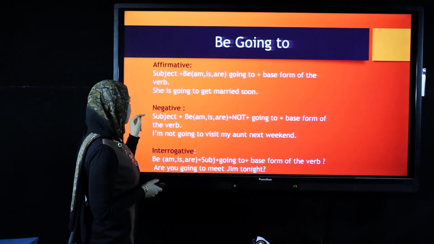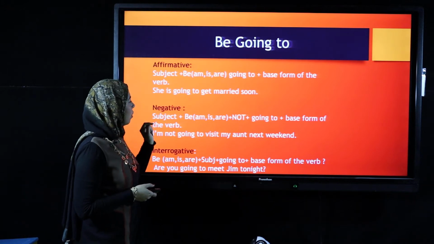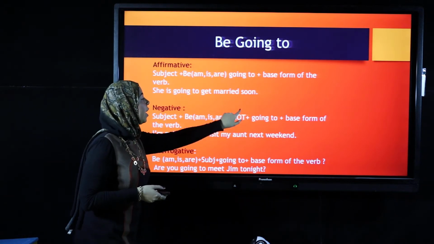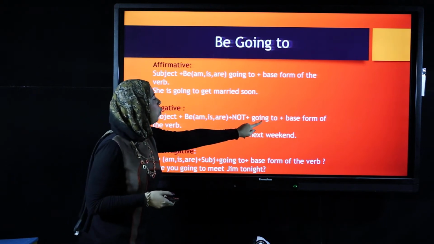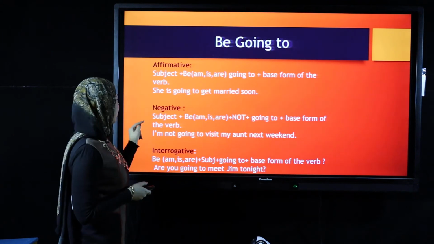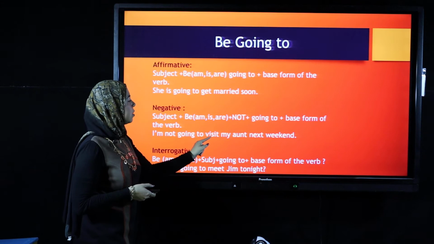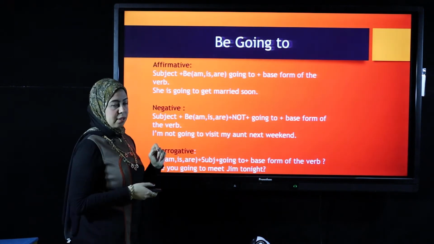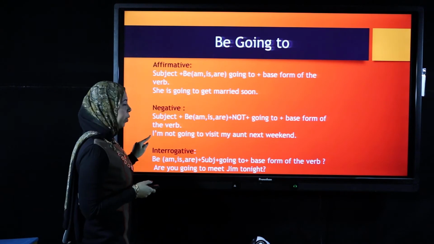Okay, next, in the negative form, we should have the subject, then verb to be, then we add not, because it's in the negative form, then going to, then the base form of the verb. Like when we say, I am not going to visit my aunt next weekend. Of course, we should use am with the pronoun I.